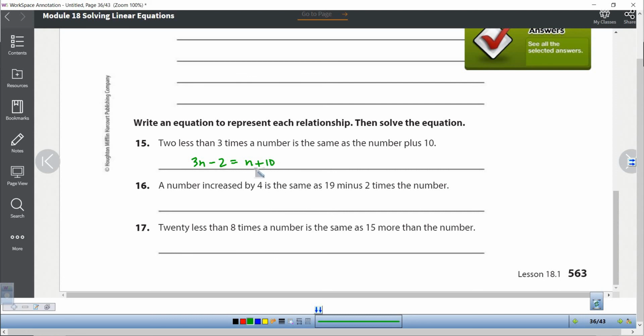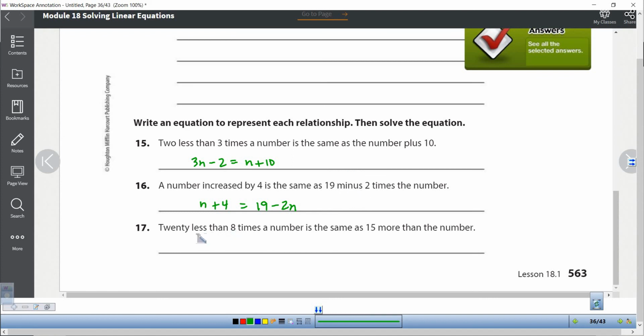All right. I'm not going to actually go through and solve this. I'm just going to write them. Just to let you know, though, we would subtract the 1n from the 3n, right, and work from there. All right, a number increased by 4 is the same as 19 minus 2 times the number. So the number increased by 4, n plus 4, is the same as, that means equals, 19 minus 2 times the number. So this one, it just used the word minus, so we are going to go in that order.